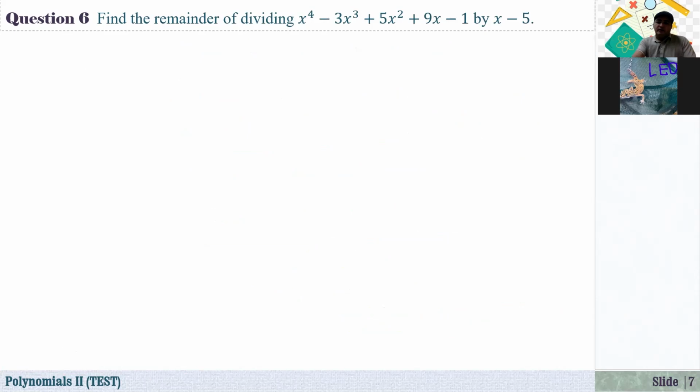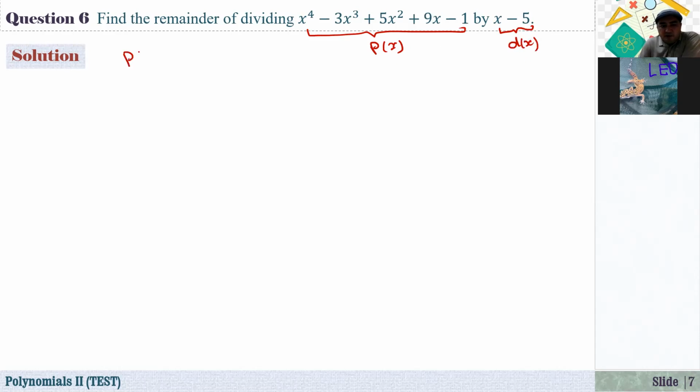Okay, find the remainder of dividing this by this. In this kind of question, we are going to use the remainder theorem. Suppose this is our polynomial, p of x, and this one is the divisor, d of x. So p of x we can write as d of x times the quotient, plus the remainder. Our divisor is of degree 1, so the remainder's degree should be less than 1, which is only 0. So the remainder is just a constant number.